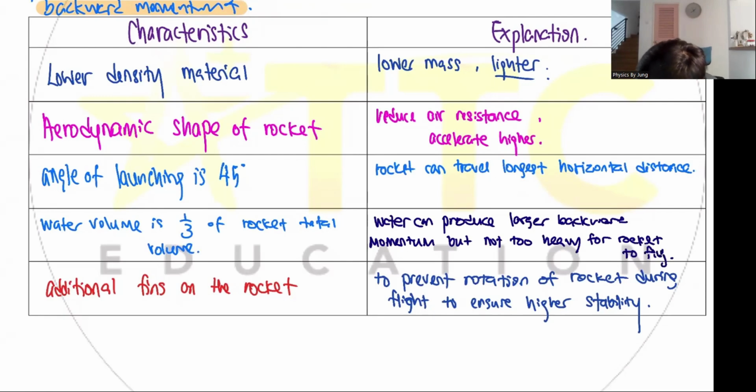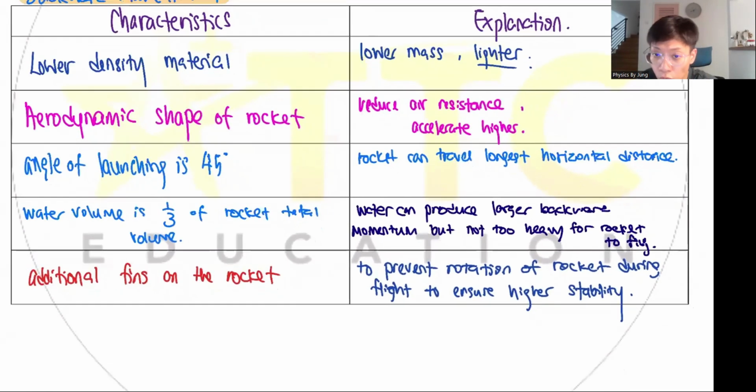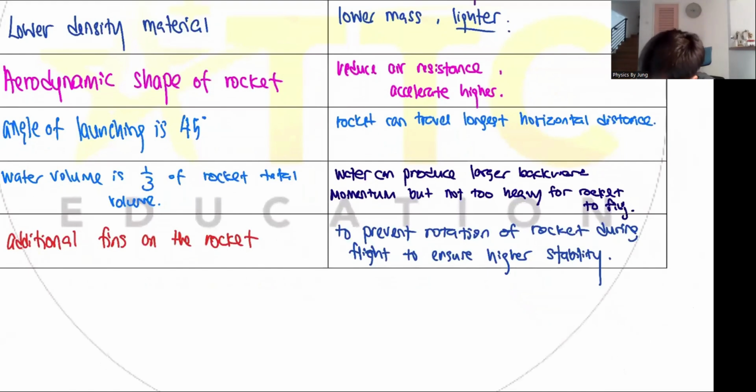Meaning to say that you need to add water to produce a larger backward momentum. But it cannot be too much, because when there's too much, the rocket is very hard to fly, as it's too heavy already. We don't want it to be too heavy for the rocket to fly. Okay, Ken? Faham?